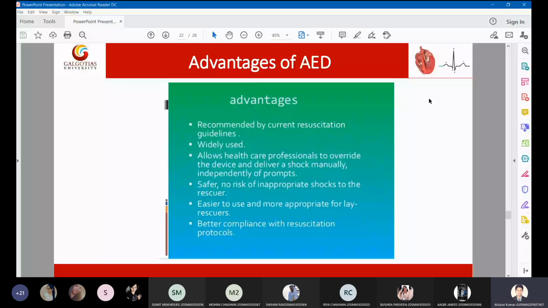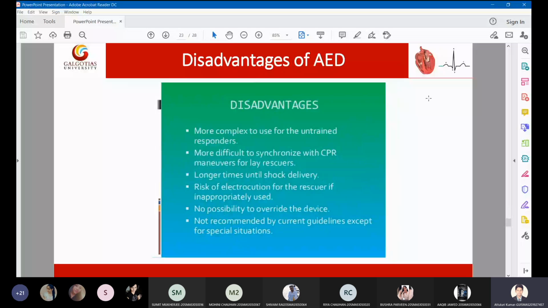There are a few disadvantages. One of the major disadvantages is it will give electricity. That is not a big deal. But when a normal patient gets electrocuted, he will get a heart attack. So that is why we should not touch the patient. AED is only for the victims, not for the rescuer.